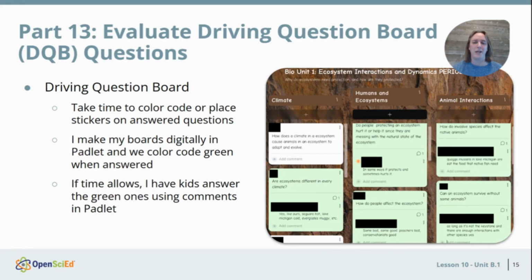I use Padlet for my driving question board so students can go back in and color code the stickies green when we've answered the questions, if we have the time. I have them go ahead and add the answers to the comments of the sticky.